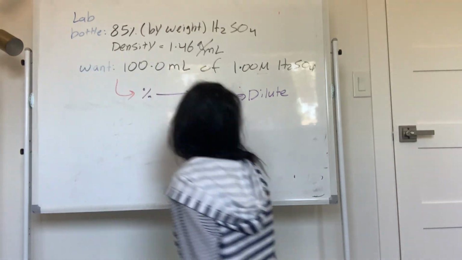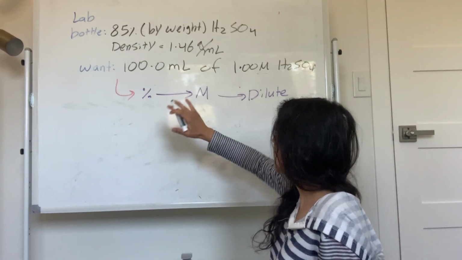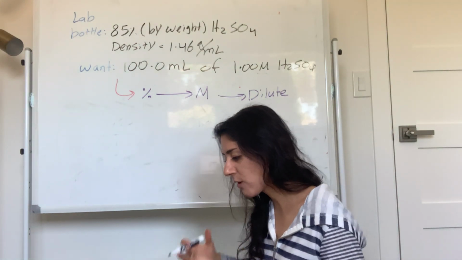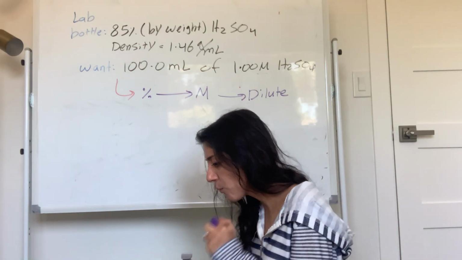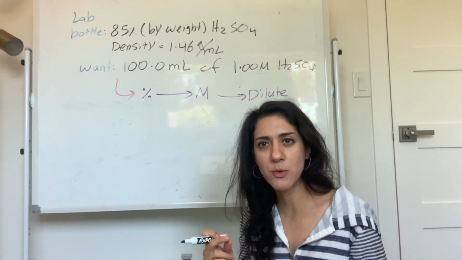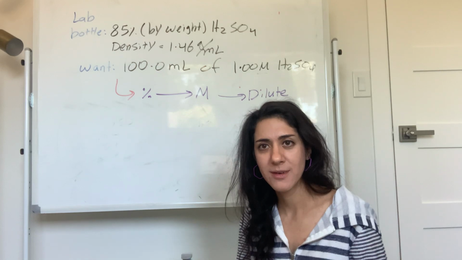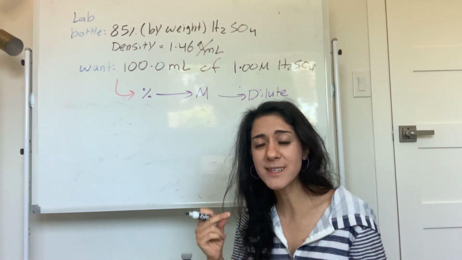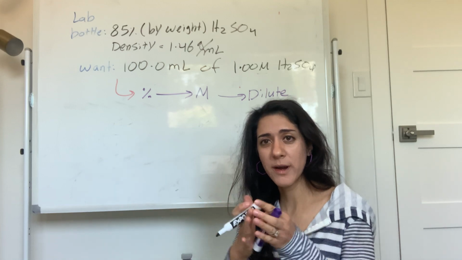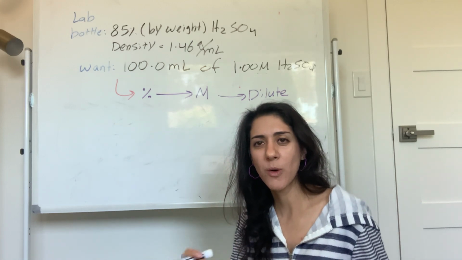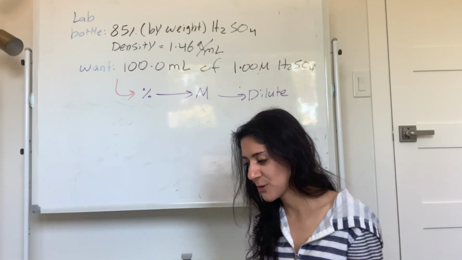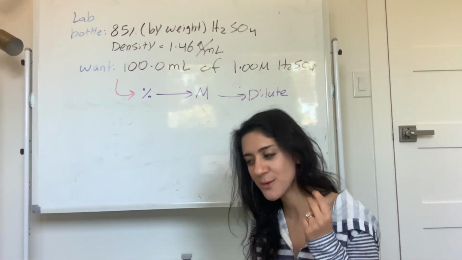Now I don't want that. I want 100 mL of only 1 molar. So the bottle is 12.6 molar, but what I want is only a 1 molar solution. What do I do? Every time you want to change the concentration, what's the equation you use? You remember it from Chem 1A. The equation you use is M1V1 = M2V2.